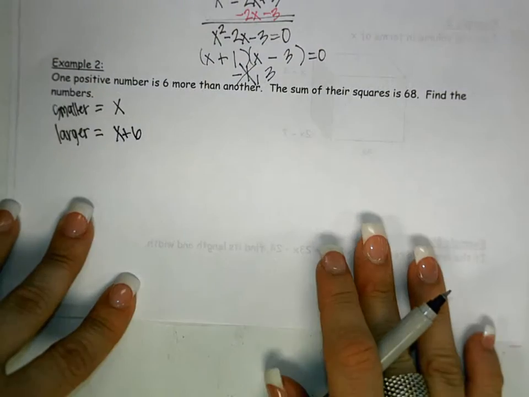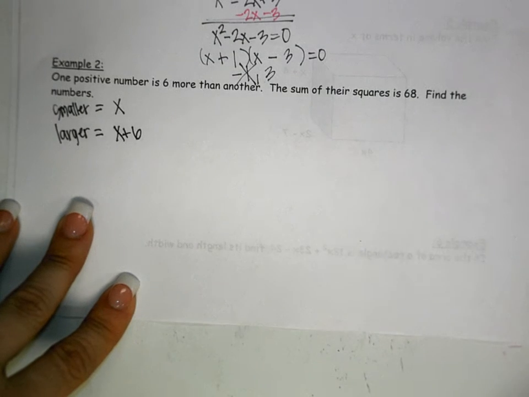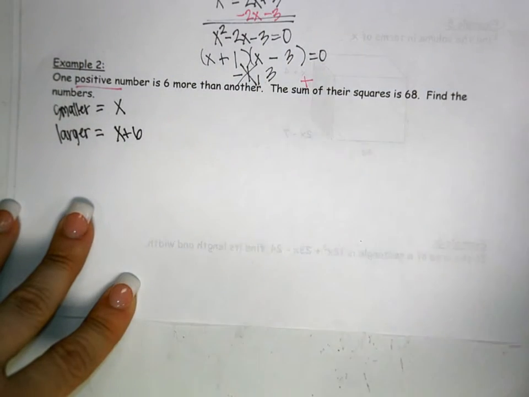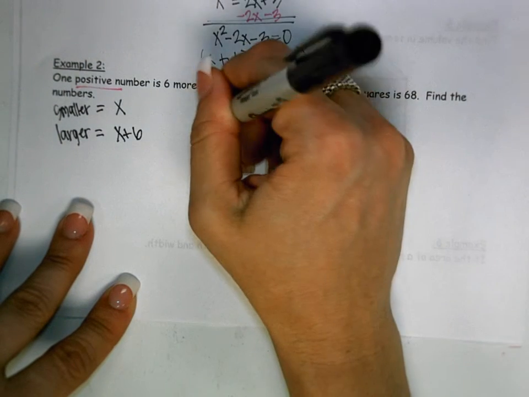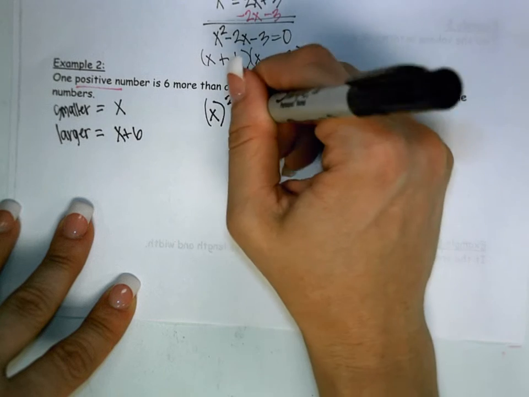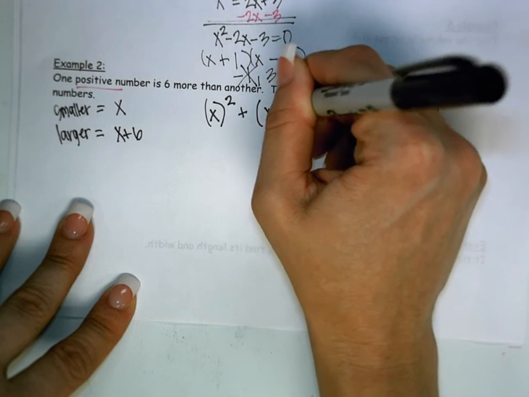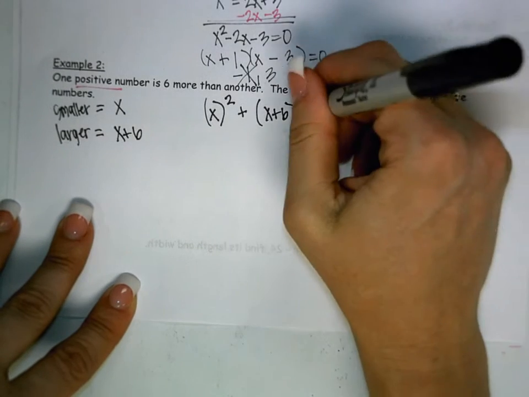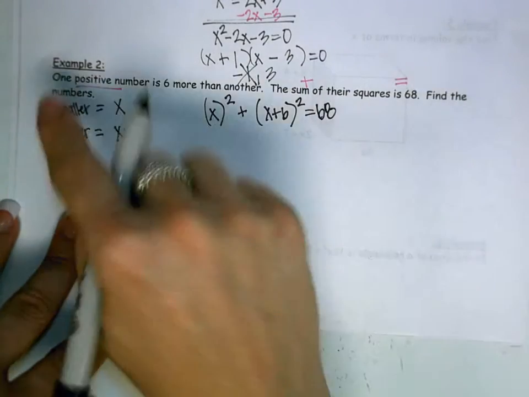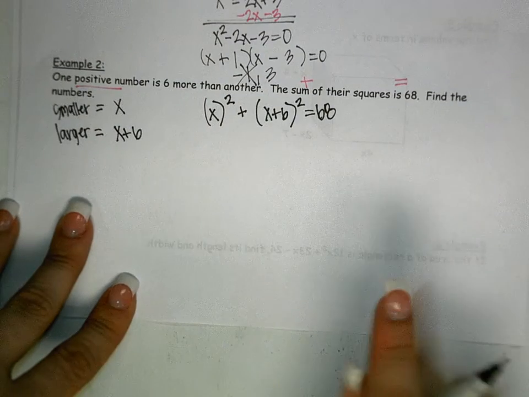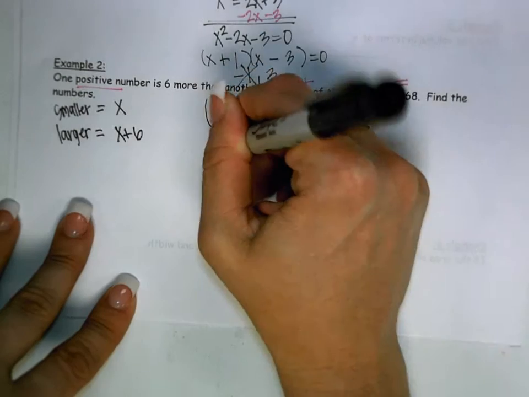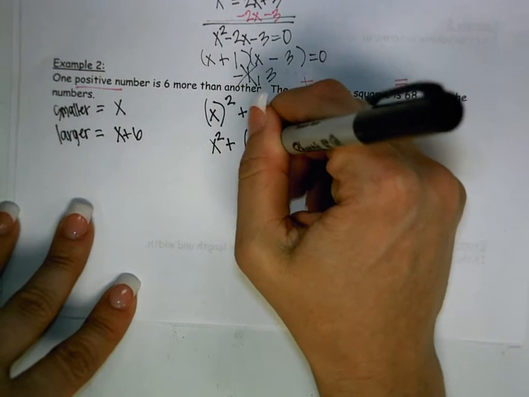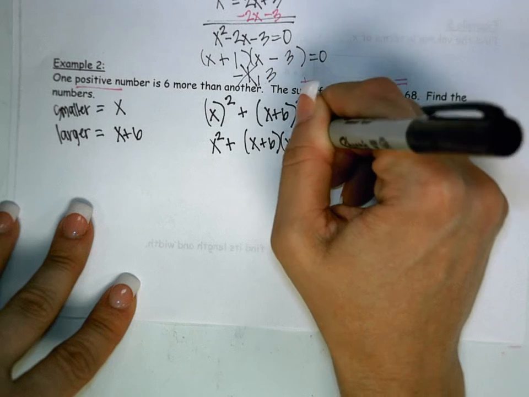The sum of their squares. Sum means add, and I should remember this is positive. So the first one squared plus the second one squared equals 68. I want to find the numbers, so find both numbers. So actually work this out. So x squared plus, remember you cannot distribute that exponent in there, so we have to write it out twice. So x plus 6 times x plus 6 equals 68.